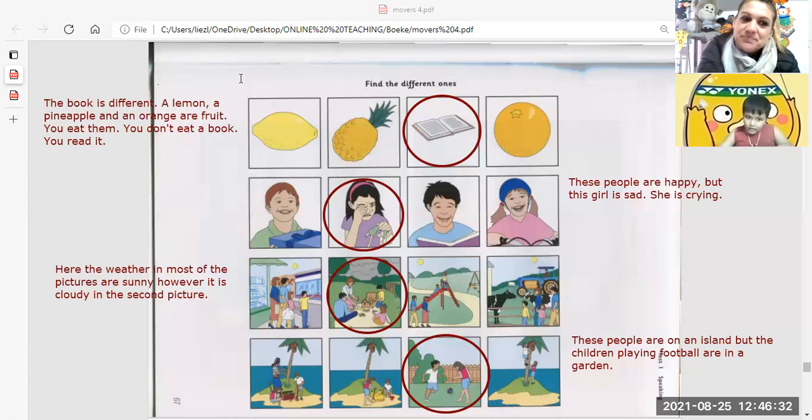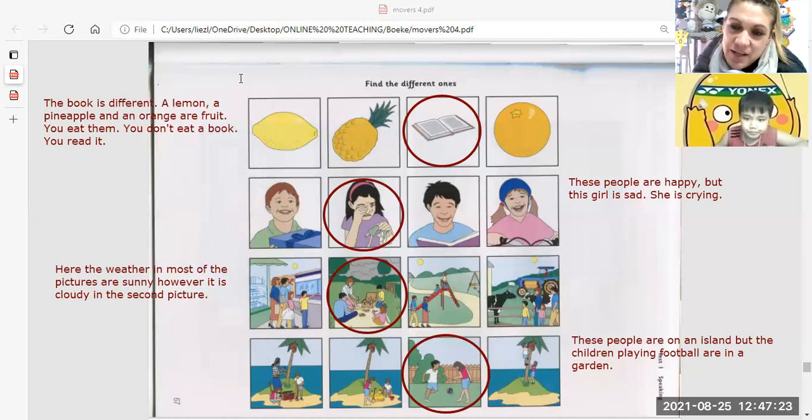Number three. Here's a water. In the bush. It doesn't say in the. Read it again. Is in bush. Most. Of the people. Most. Of. Most of the picture are sunny. I don't know. However, is it cloudy? In the second picture.